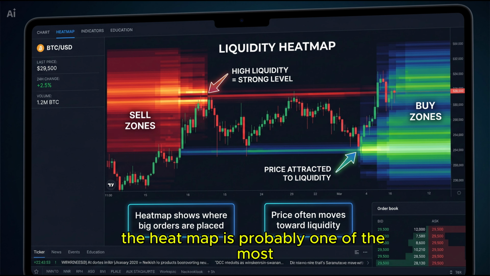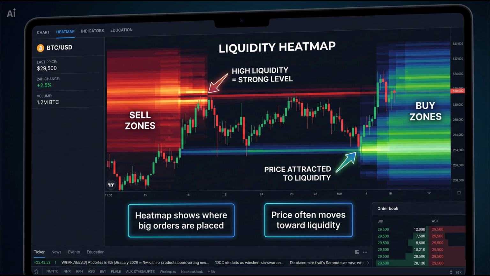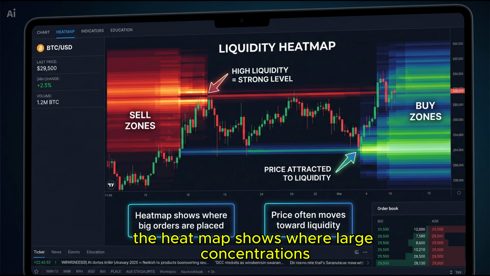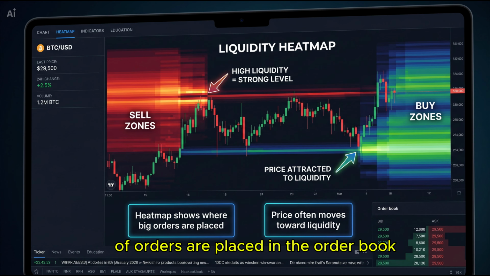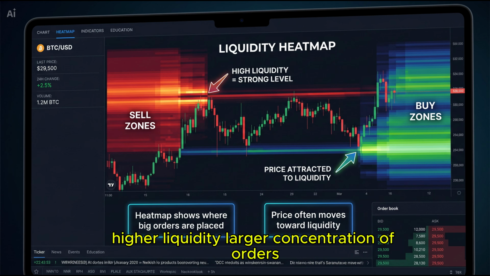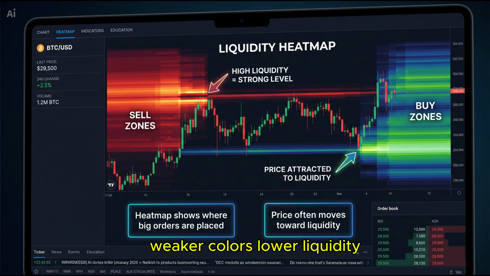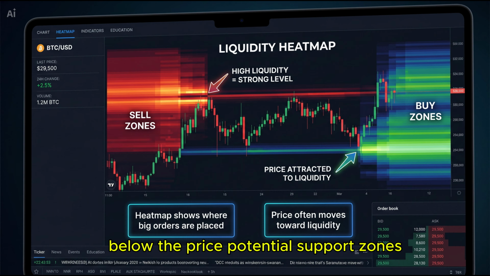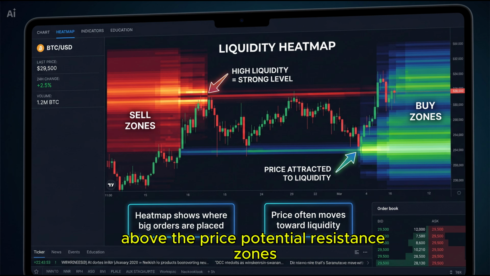The heat map is probably one of the most interesting tools. The heat map shows where large concentrations of orders are placed in the order book. How to read it? More intense colors mean higher liquidity and a larger concentration of orders. Weaker colors mean lower liquidity. What it represents: below the price, potential support zones; above the price, potential resistance zones.